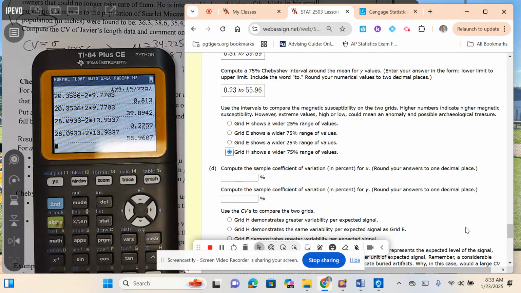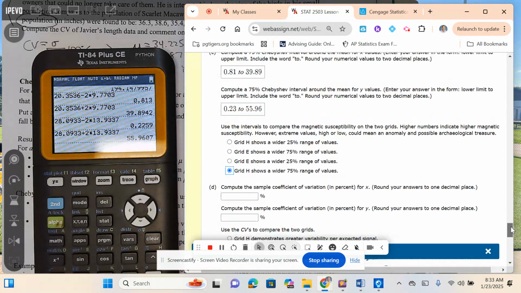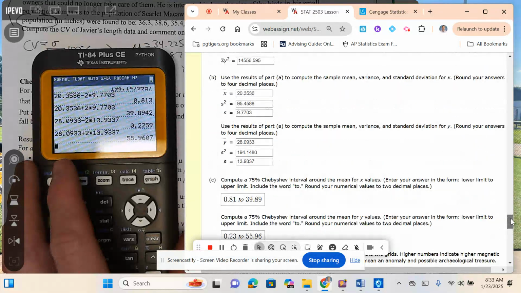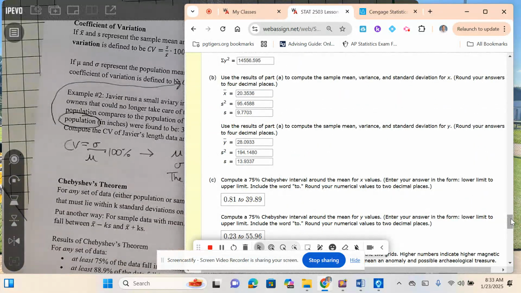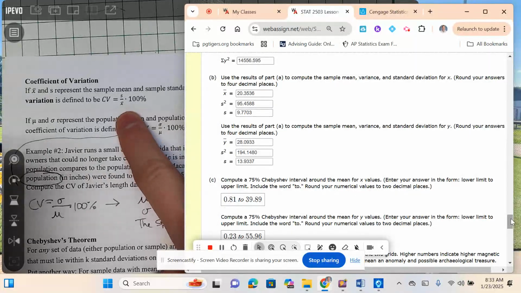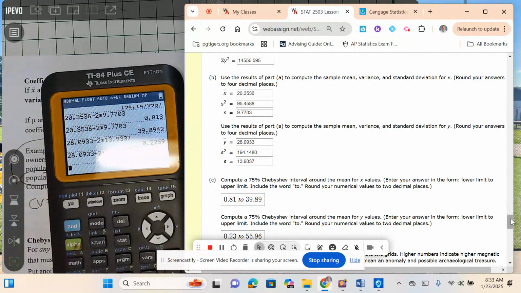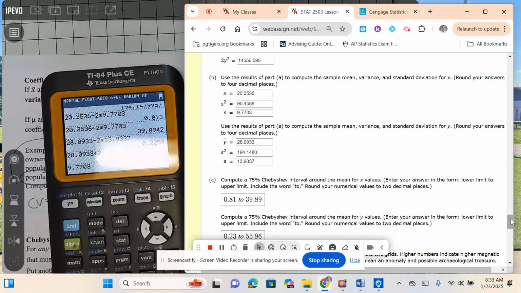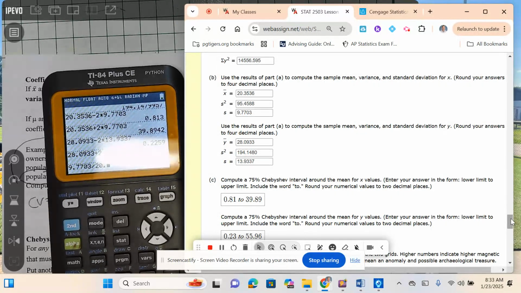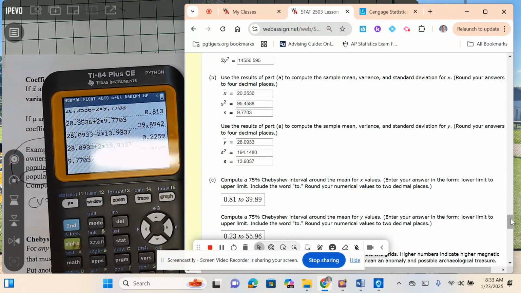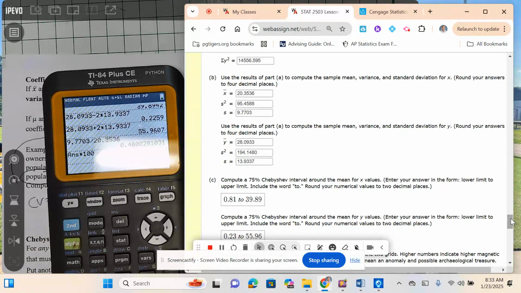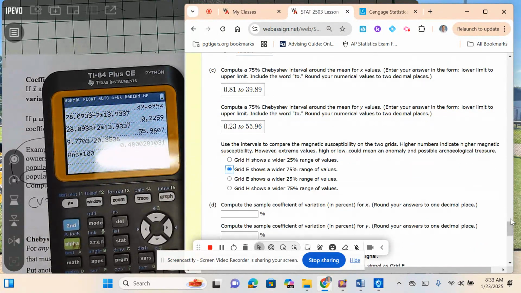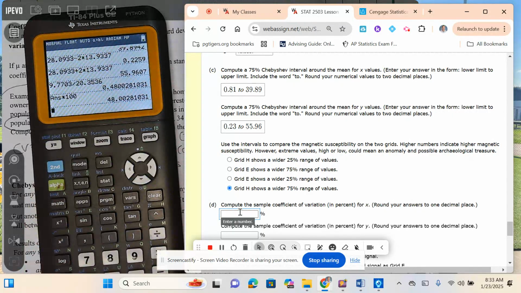All right. Now the sample coefficient of variation for X. You're going to go back up to the X values. The sample coefficient of variation, this formula right here. So it's your S value, 9.7703 divided by the mean, times 100. So 48.0. They want probably nearest percent. Oh, I messed this up, didn't I? So this would be 48%. Sorry about the glare. Oh, one decimal place, 48.0.